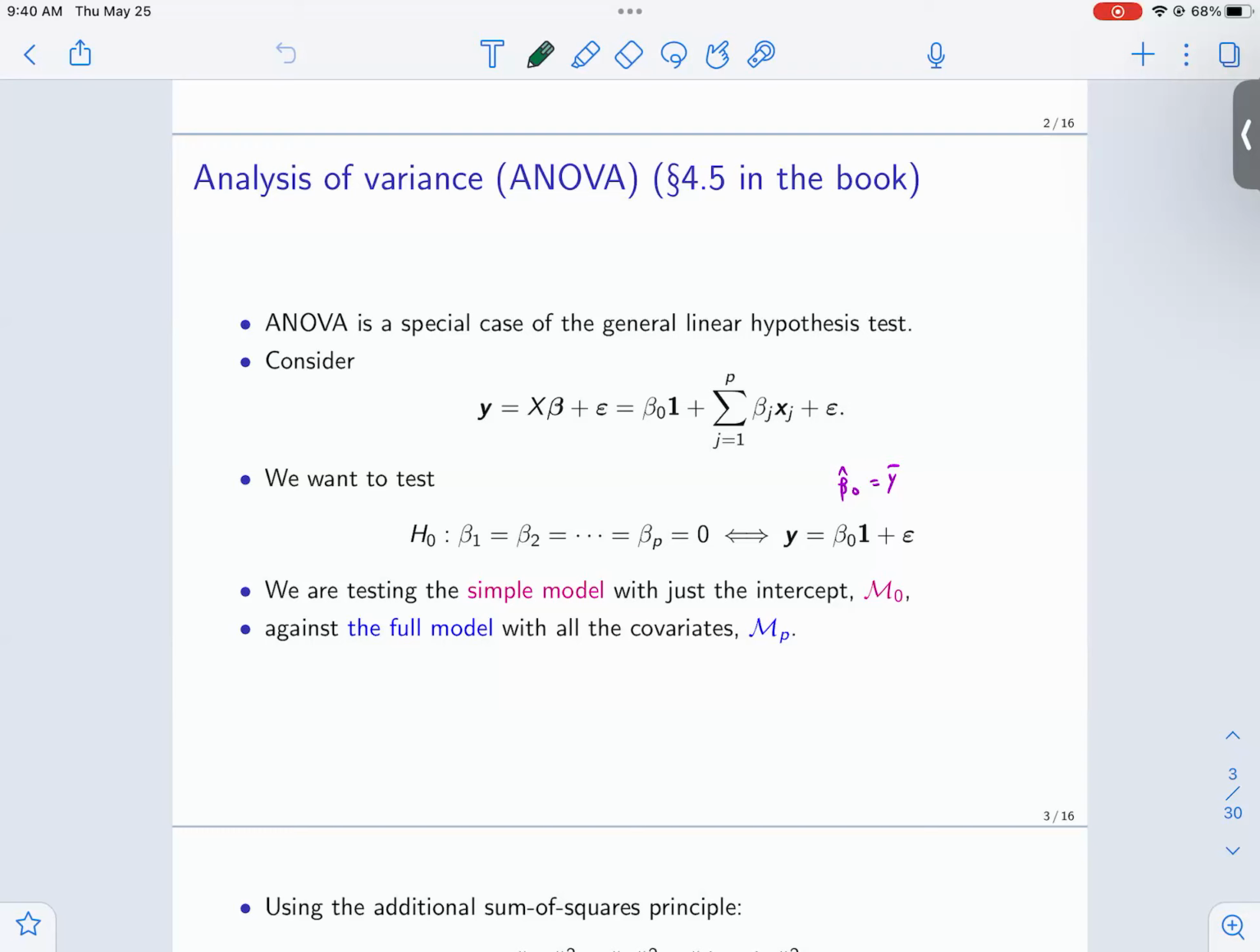So let's see. What we can do is set all the coefficients of x to 0, and then what we get is an intercept only model. This would be our reduced or simple model, that would be M naught. And then we have a full model, which is the full model with p covariates. You're testing the full model against the reduced model.